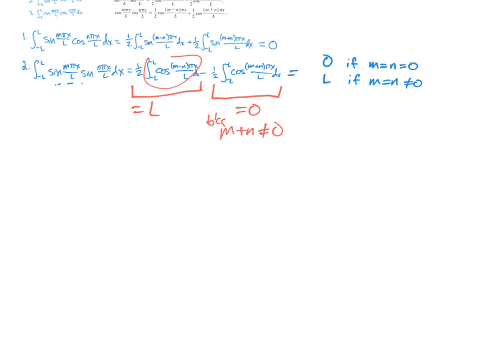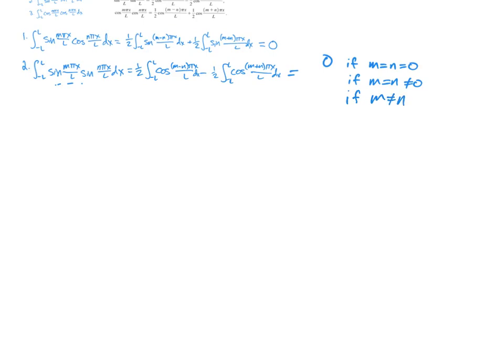And so in this case, where m equals n but they both are not 0, then we get L. And then the last case is going to be if m does not equal n. So now, if m doesn't equal n, then by the same reasoning as before, this is just cosine of something non-zero. Let's just say this equals 0, and then this equals 0. And so the whole thing is going to equal 0. So that's the answer to that particular integral: we got L, and 0 if m does not equal n.